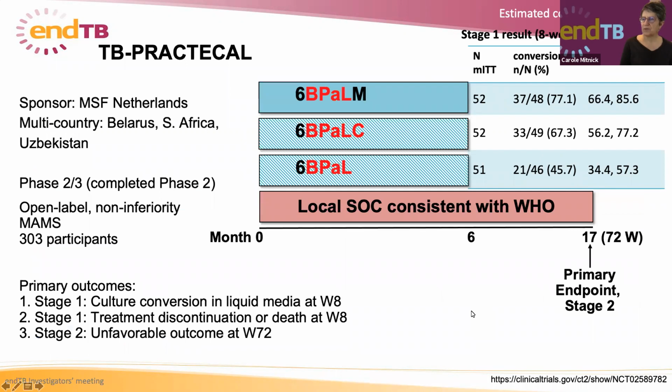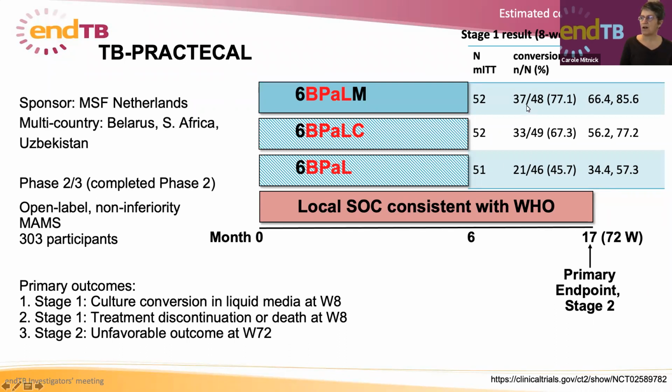The TB-PRACTECAL trial, really exciting, is the latest to report. It was a phase 2/3 combined multi-arm, multi-stage study. It was also open label in a non-inferiority design. Stage 1 of the MAMS looked at 3 experimental bedaquiline, pretomanid, and linezolid containing arms. And the idea was to use the results at 8 weeks on culture conversion to select at least 2 experimental arms to move to stage 2.